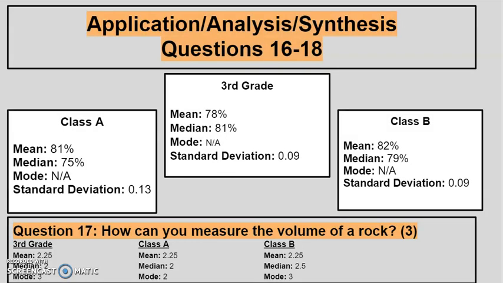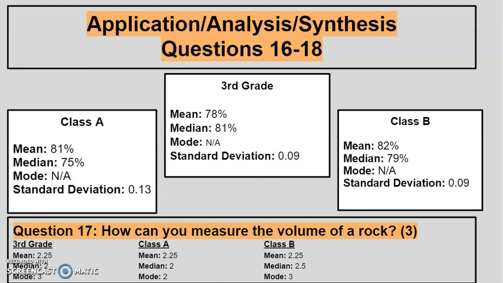Moving into these higher level questions, which I list as application, analysis, and synthesis, and on my Google Sheets, they are the orange color code. They're questions 16 to 18. The mean score on the application, analysis, synthesis questions was 78% with a standard deviation of 0.09. This indicates an approaching level of applying and analyzing this curriculum content among the third grade students.